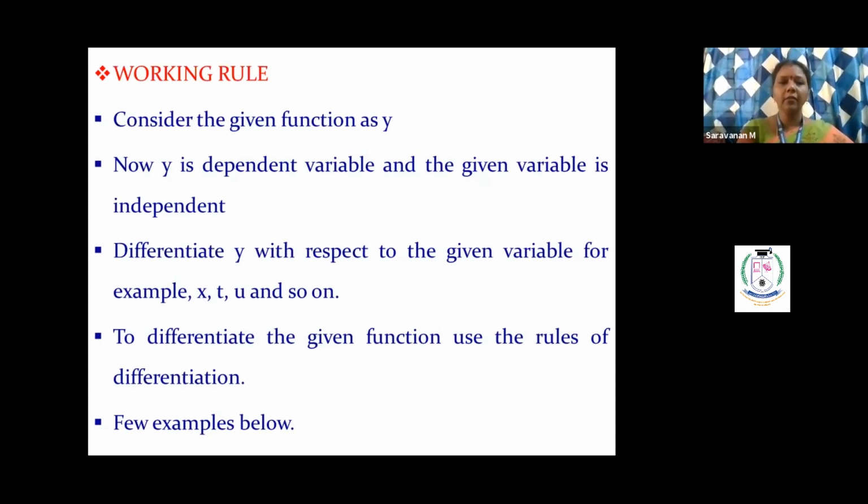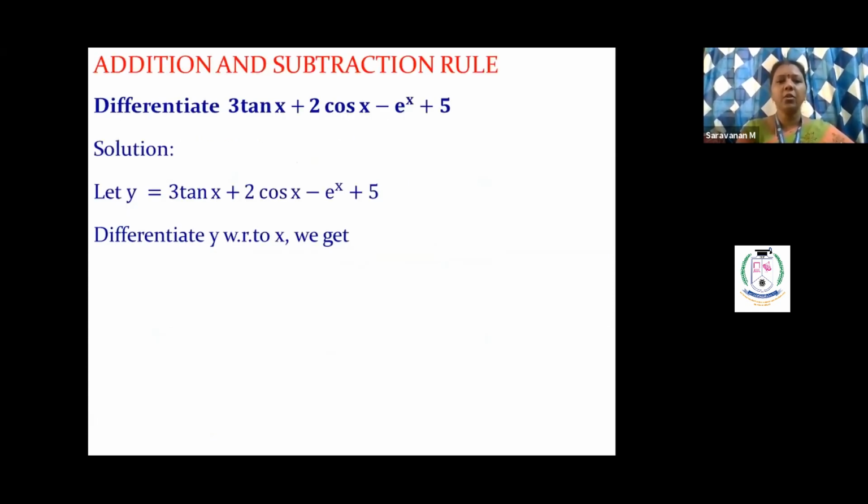Some examples I have given. For the addition and subtraction rule: differentiate 3 tan x plus 2 cos x minus e power x plus 5. So I have given some addition of functions. Four functions with the connectives plus and minus. So what do we have to do here? We have to apply the addition rule. First of all, we have to consider the given function as y. So let y is equal to 3 tan x plus 2 cos x minus e power x plus 5. Then what we have to do? The given function is in terms of x. So differentiate. y is the dependent variable, x is the independent variable.